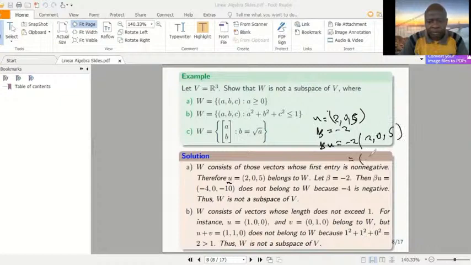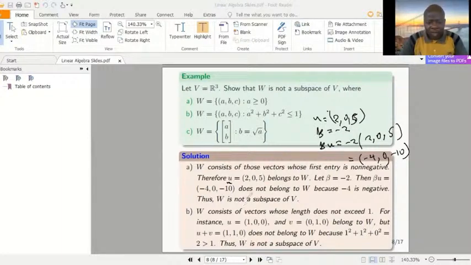The product is -4, 0, -10. The question is, is this vector in W? The condition for a vector to be in W is that the first element must be greater than or equal to 0. Let me look at the first element here. It is -4, so it does not meet this condition, and therefore this new vector is not in W, and therefore W is not a subspace of V.